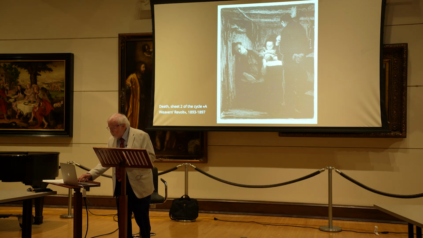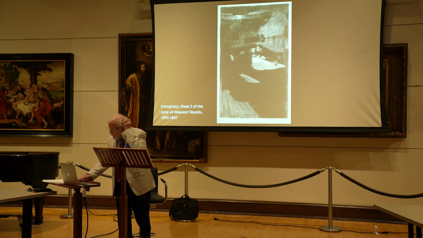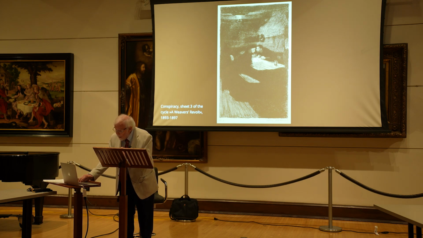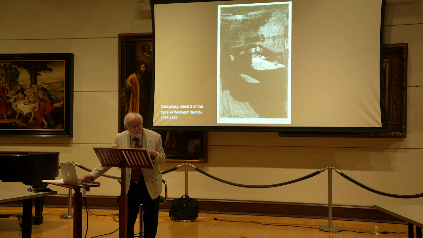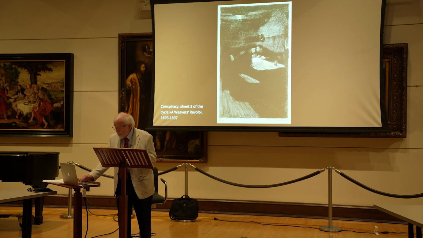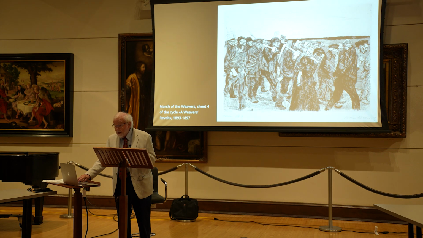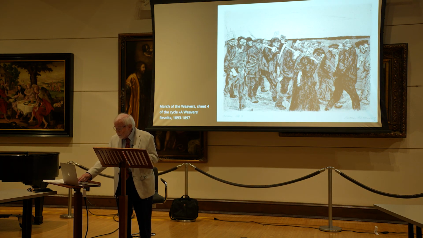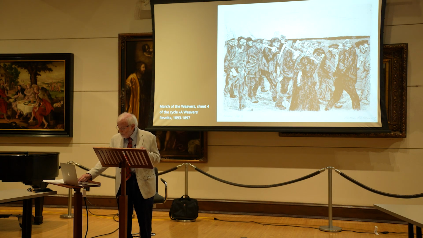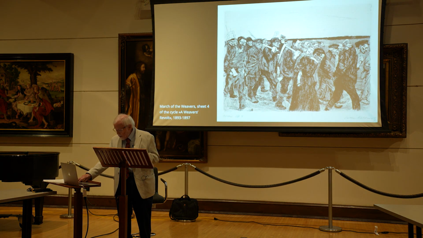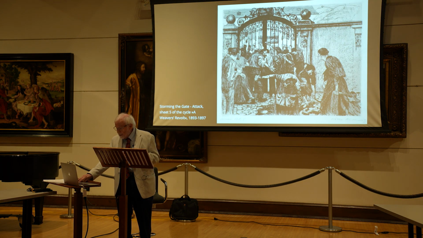And we see them all gathered. And now they are gathered where they are planning the revolt. And now they march off. And notice both men and women march off. And they are marching where? They're marching to the gate of the one who owns the mills.